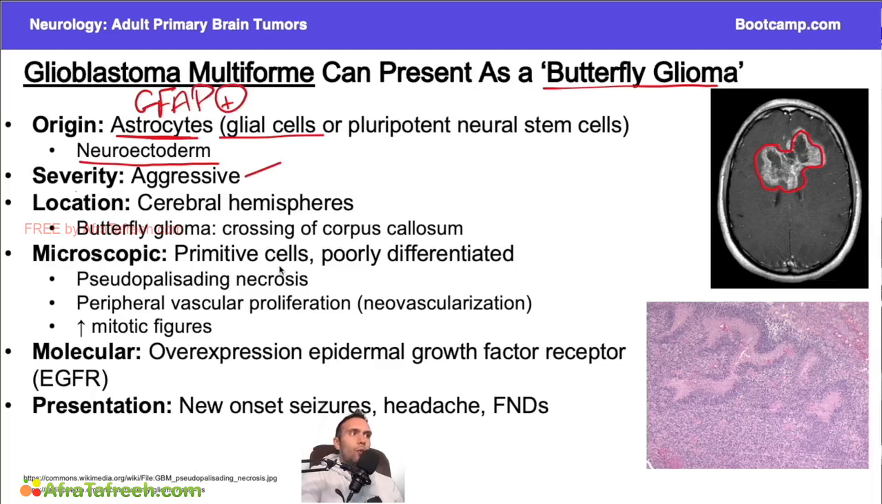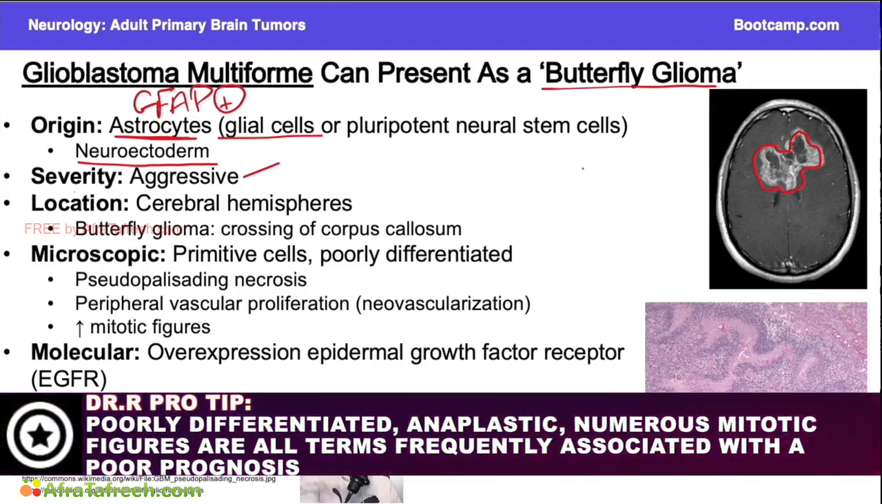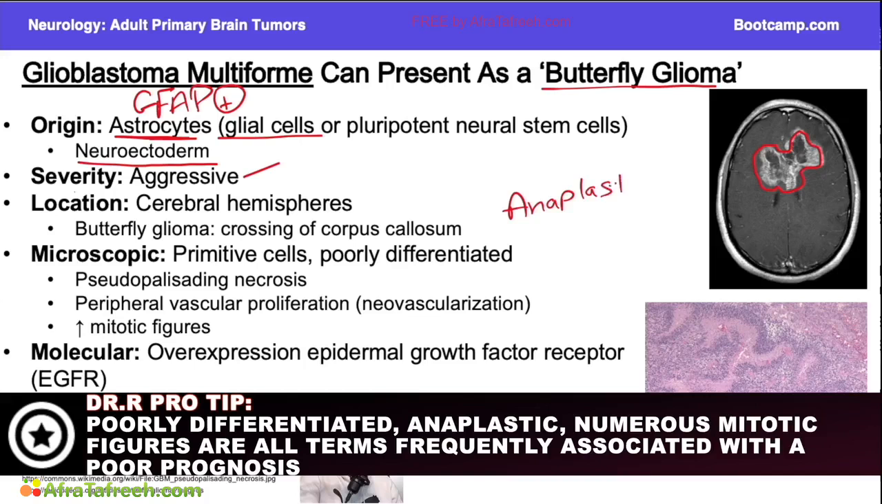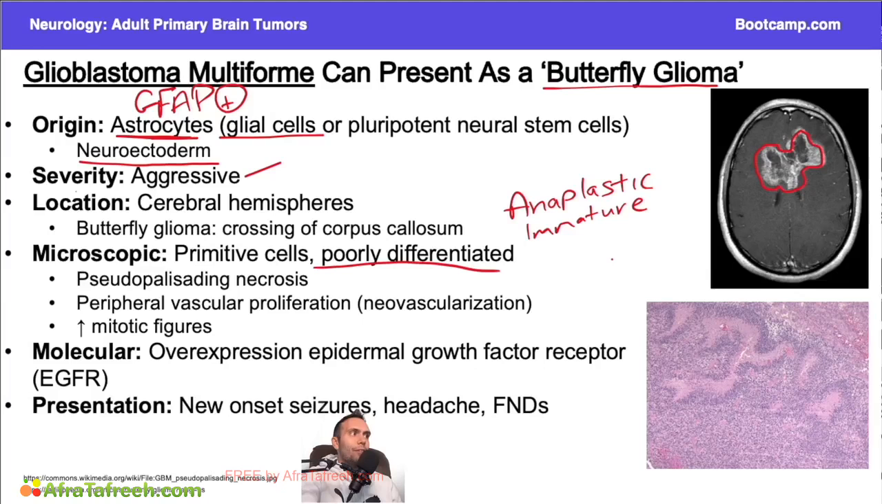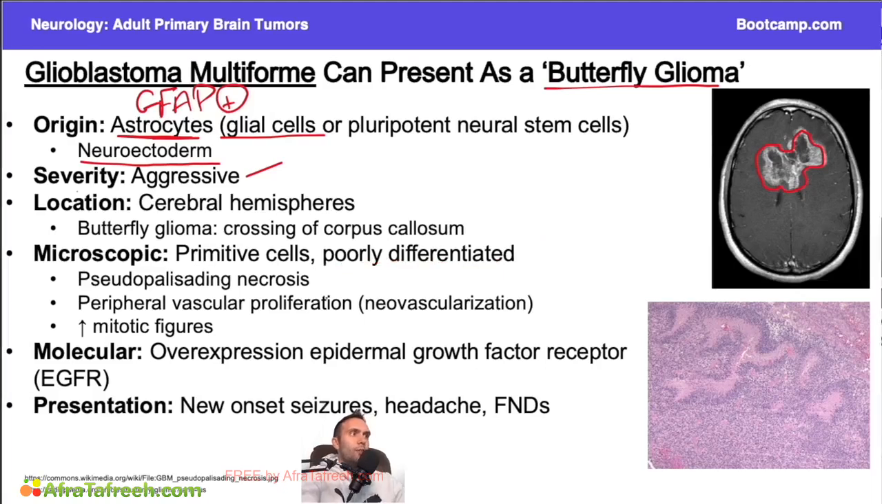I kind of told you that, when you have aggressive tumors, they're going to use certain words to describe the tumors. This is just a general rule of thumb. There might be exceptions to this, but in general, when you see terms like anaplastic, poorly differentiated, very immature cells, right, primitive cells, these are all words to describe a very aggressive tumor because it's replicating very quickly. It's very difficult to control. And so these are terms you might see used in conjunction with a GBM or medulloblastoma. Now, the classic microscopic finding is going to be the pseudopalisading necrosis with neovascularization, peripheral vascular proliferation, and mitotic figures.